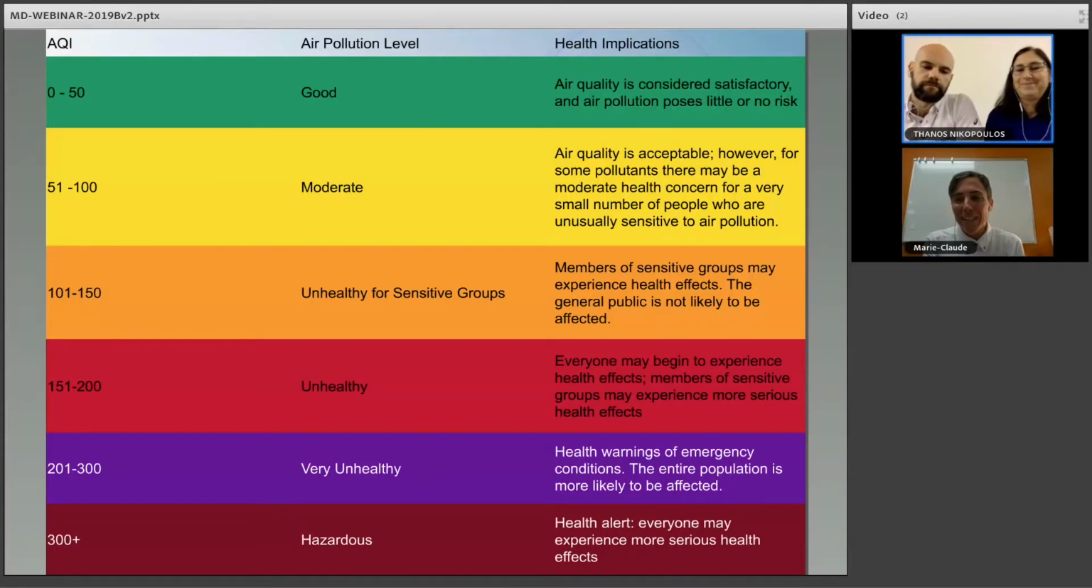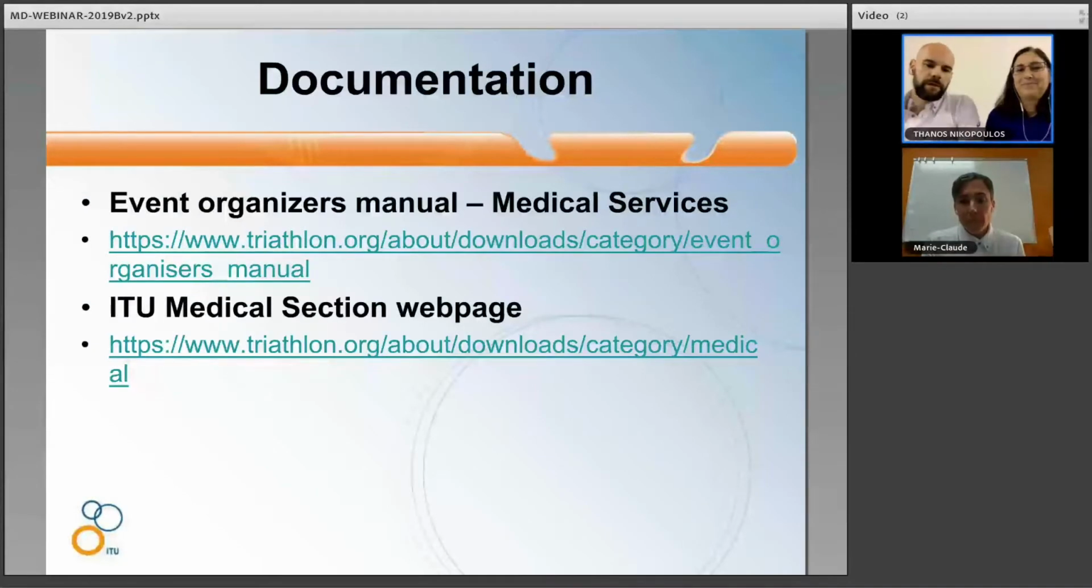Yes, exactly. So all the items that we just mentioned around extreme weather conditions can be found in the event organizer manual, medical services. You can see the link on the slide. And specific protocols and how this should be applied can be found in the medical section on the ITU website. Once again, the link is available on the slide. So moving on to the next topic, what do you have to share?